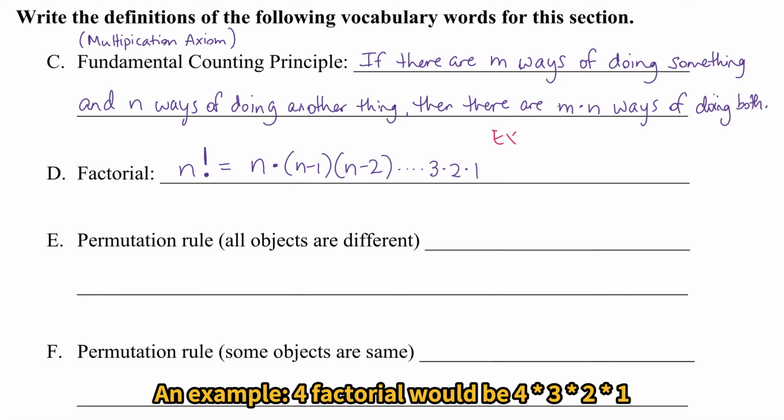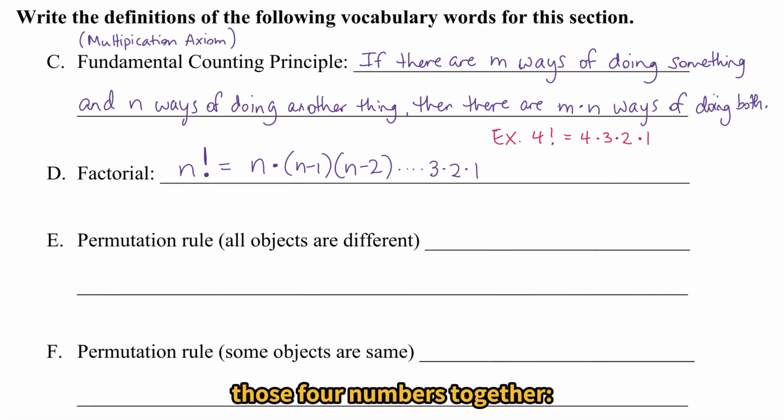An example. 4 factorial would be 4 times 3 times 2 times 1. And we would just multiply those four numbers together. 4 times 3 is 12. 12 times 2 is 24. 24 times 1 is 24. So 4 factorial is 24.